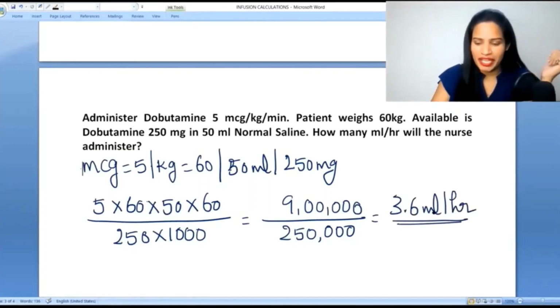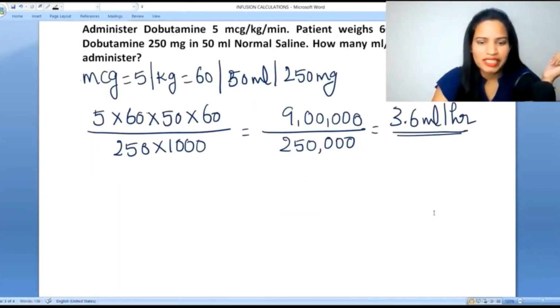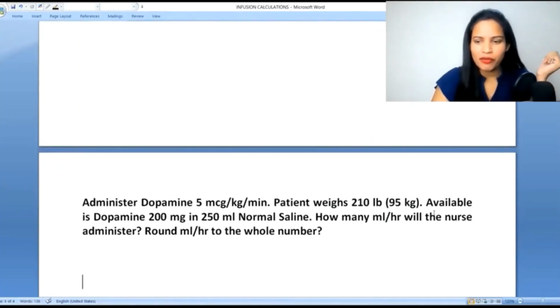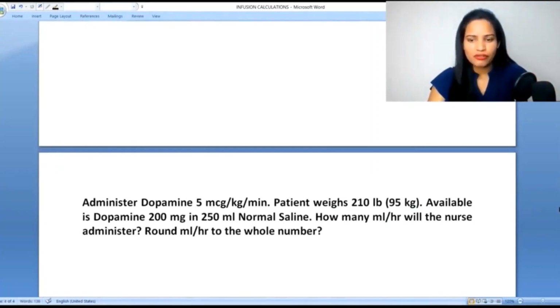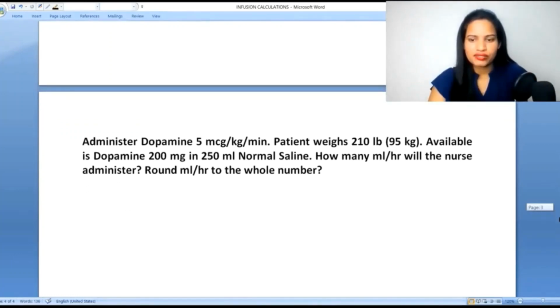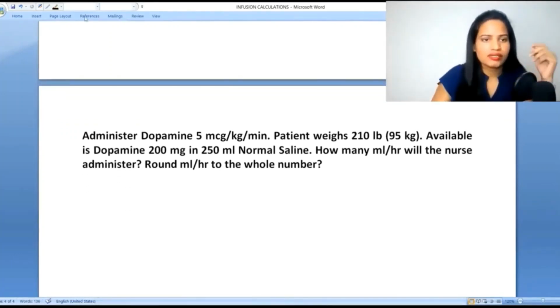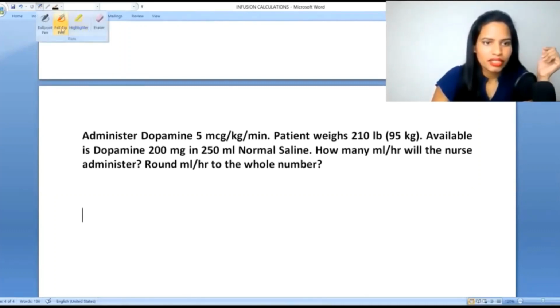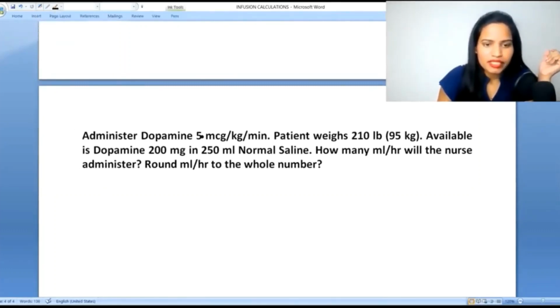Is it easy? Yes. Let's do the third example also. The third example will be similar, where they have already calculated the kgs for us. Now let us take our pen. Administer dopamine 5 mcg per kg per minute, and the patient's weight is 210 lb. Already they have calculated that kg for you. And what is the total dopamine mg, the stock dose? It is 200 mg. And what is the stock volume? It is 250 ml of normal saline.